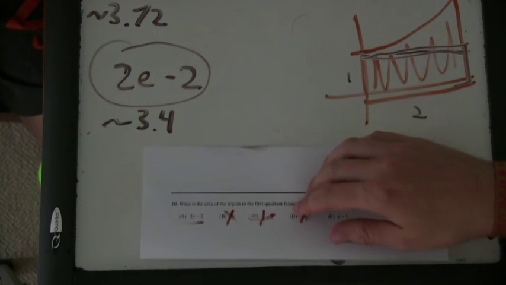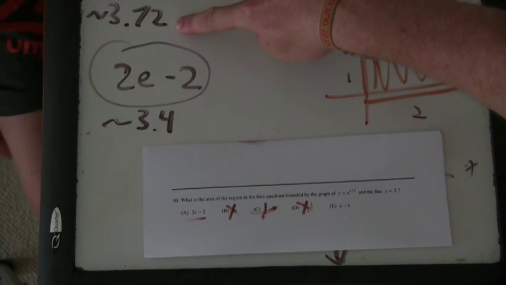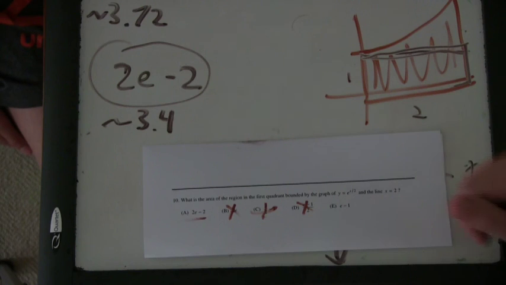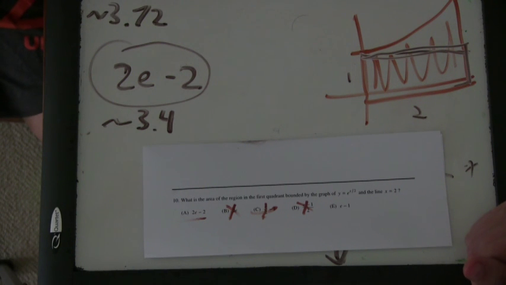And our estimate was that the area was a little bit less than 3.72, and it turns out the exact area is around 3.4, 3.5. So our estimate was actually pretty good. And that's knowing nothing, not even using a calculator. So, alright. Good job, guys.